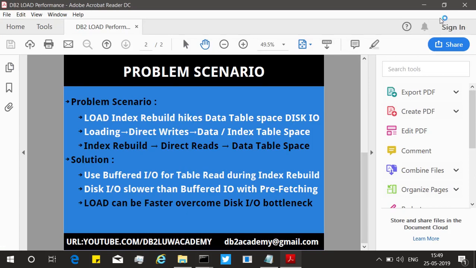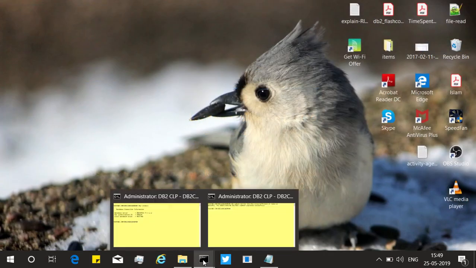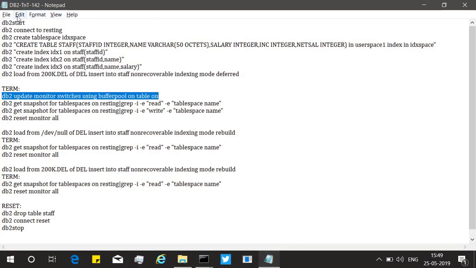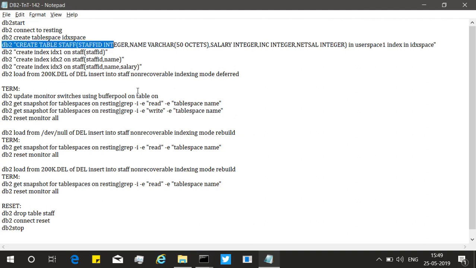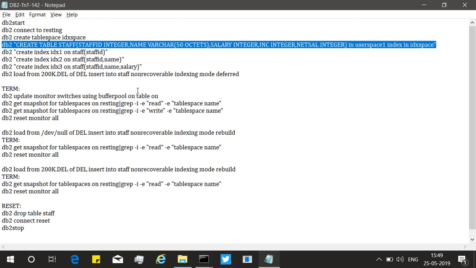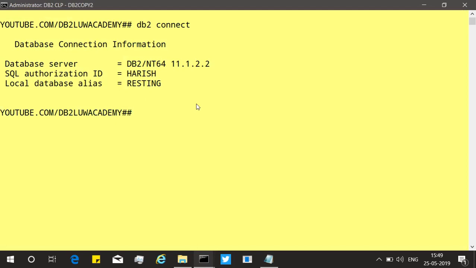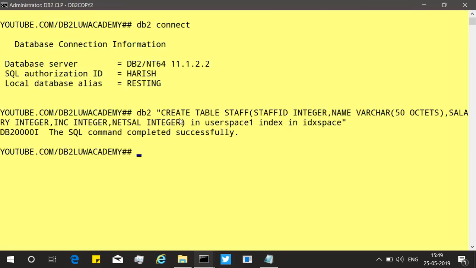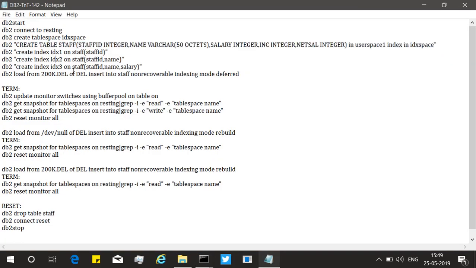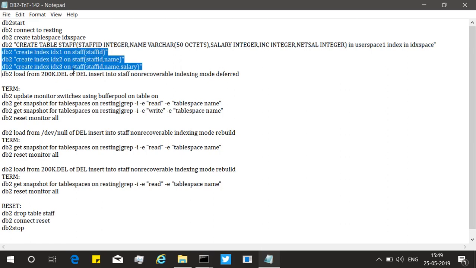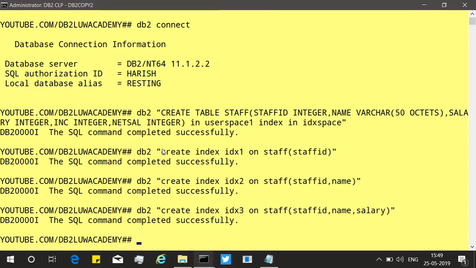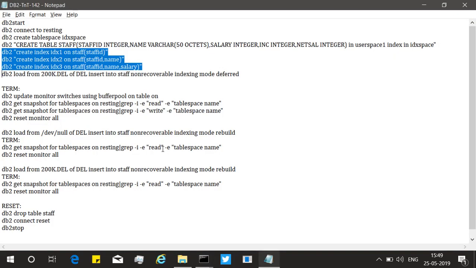As usual, I'm going to give some examples to demonstrate that. In order to demonstrate that, let's go and look at the test case. We have started the instance, connected to the database, and created the table space index IDX space. Now I'm going to create a table staff with staff ID and some structure. It doesn't matter, I'm just going to create that. Okay, done. And I'm going to create three indexes on it as well. Let me copy that quickly. Okay, all done.